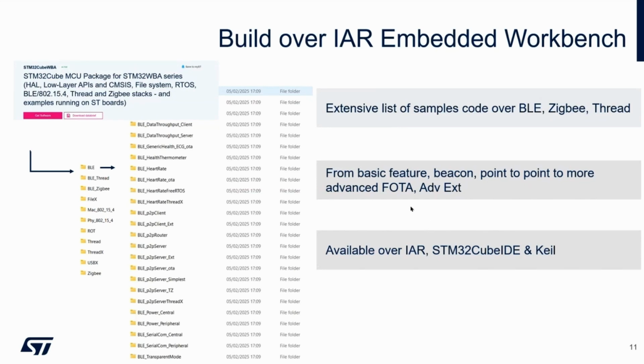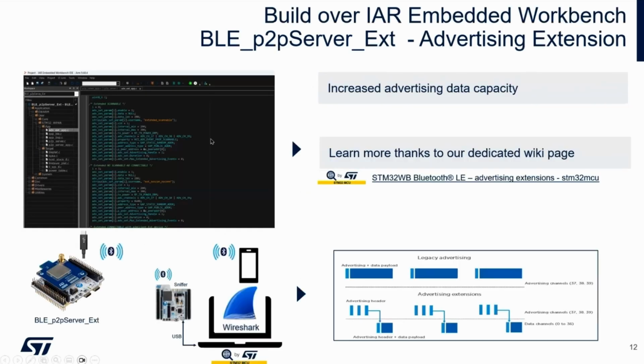Some of them are pretty basic, and some of them are more advanced, where you can do some firmware upgrade over the air, some advertising extensions, or some more advanced stuff, okay? And all those sample codes are available over IAR, Keil, and as you have seen with my colleague Lubosh, we now also have on top a VSCode extension. So what I want to show right now is that with IAR, we have a pre-built software code example which is enabling the P2P server extension capability.